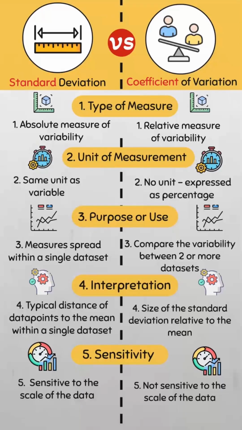So to recap, standard deviation is great for understanding variability within one data set using the same units as your data. Coefficient of variation is best for comparing variability across different data sets because it's a percentage and it's not affected by the scale or units. In public health, both are useful. Standard deviation helps you see how much things differ in one group, while the coefficient of variation helps you compare different groups or measurements fairly.